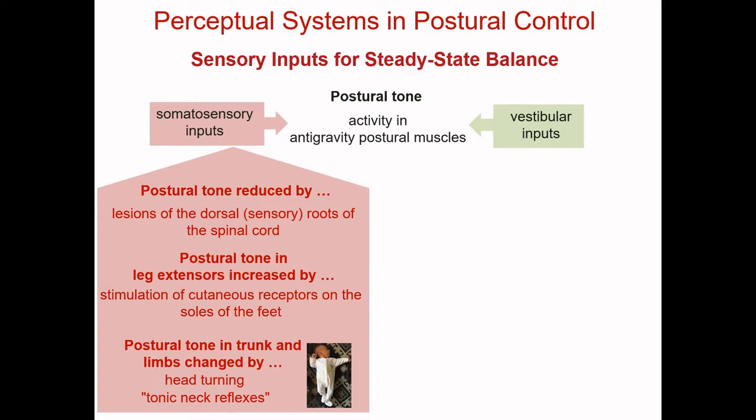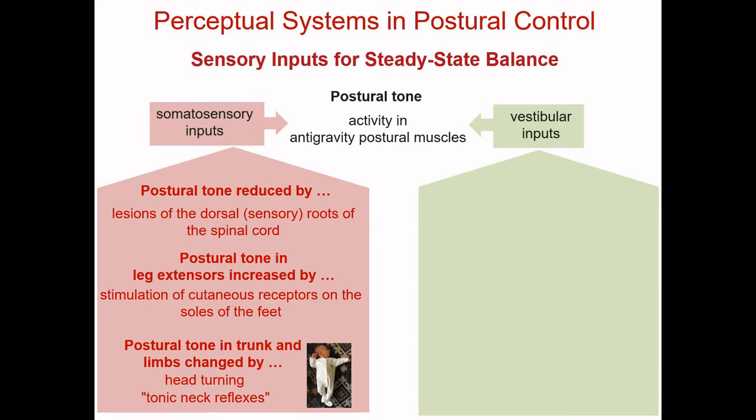The most dramatic illustration of the tonic neck reflex can be seen in newborns. When a baby's head is turned to one side, the arm on that side reflexively stretches out, and the opposite arm bends up at the elbow, as seen in the picture here. Okay, now let's turn to looking at the vestibular inputs.